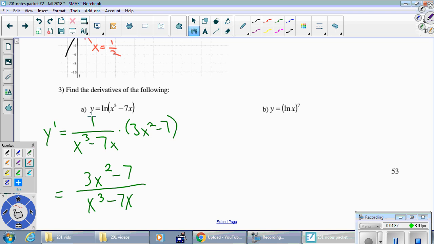Okay, part B, this is ln of x to the 7th. This is some stuff to a power, so the power comes down. You copy your stuff one time, subtract 1 from the power, and then multiply by the derivative of the stuff. Derivative of ln of x is 1 over x.